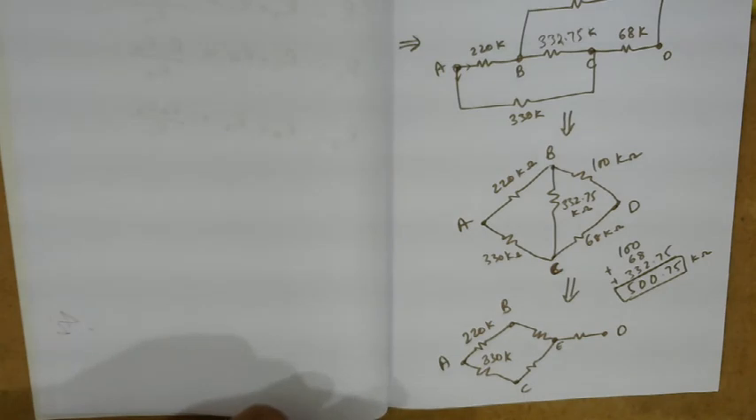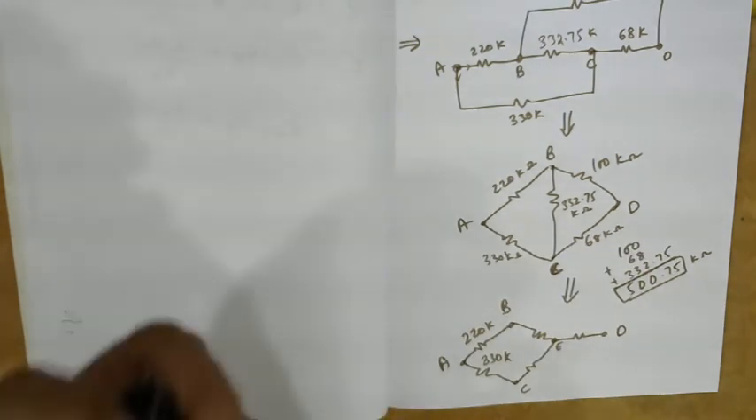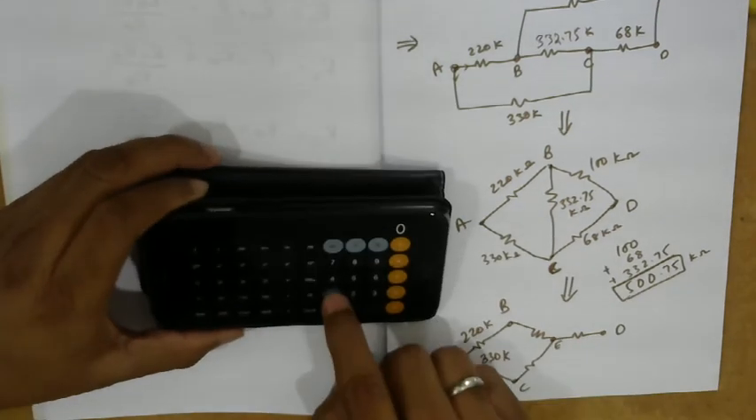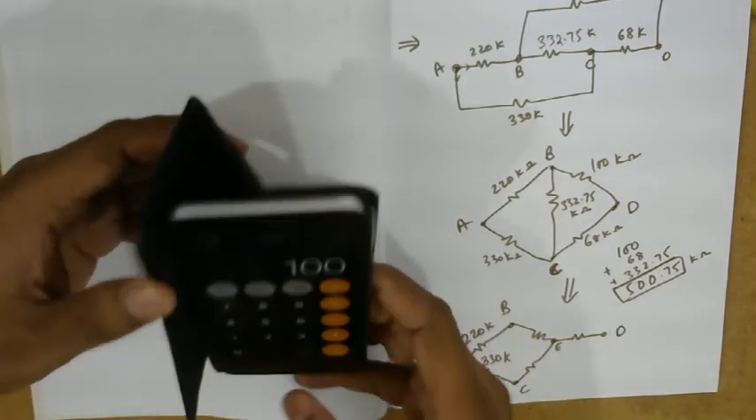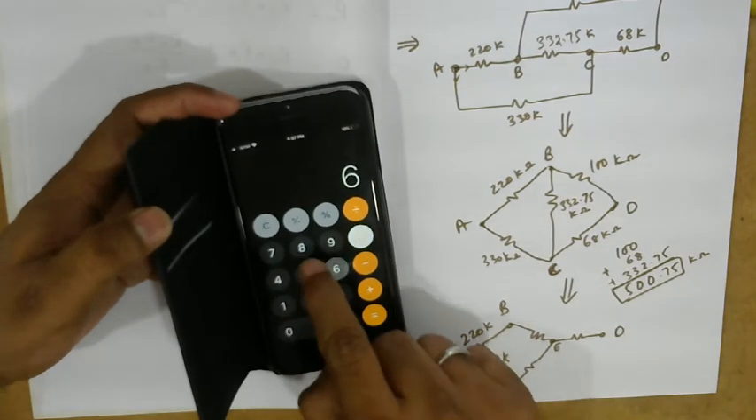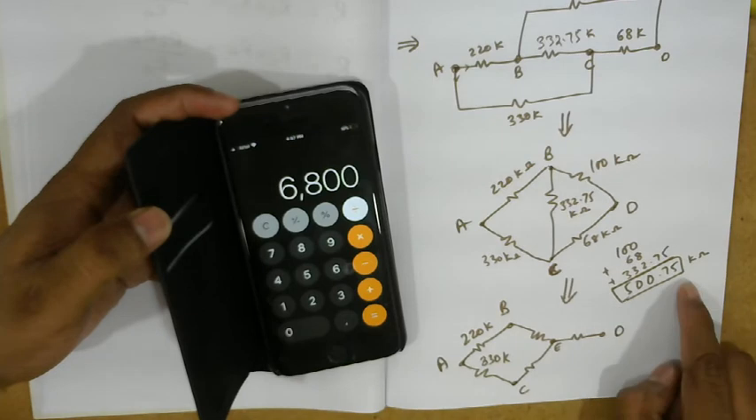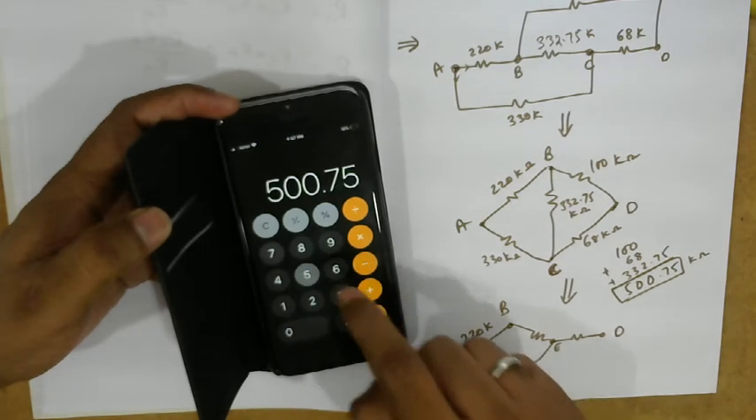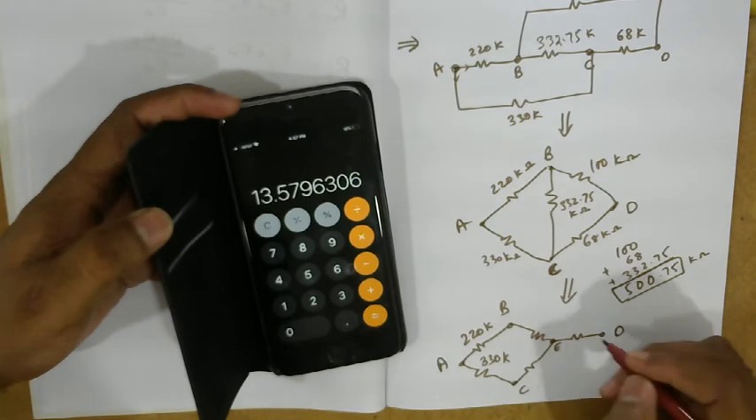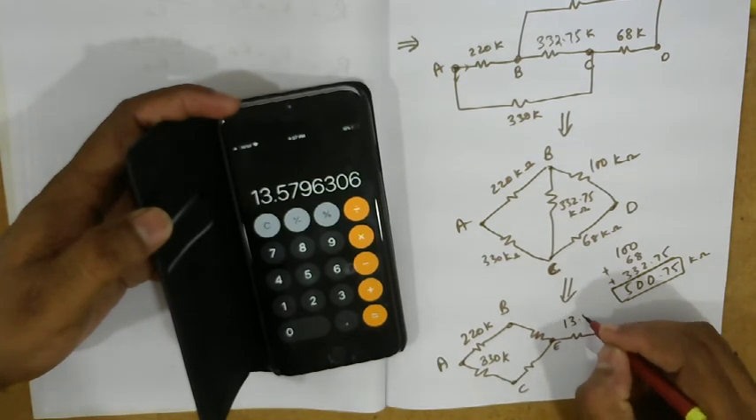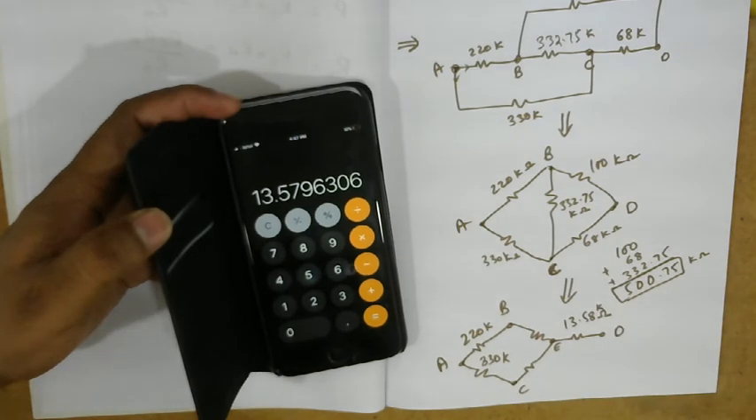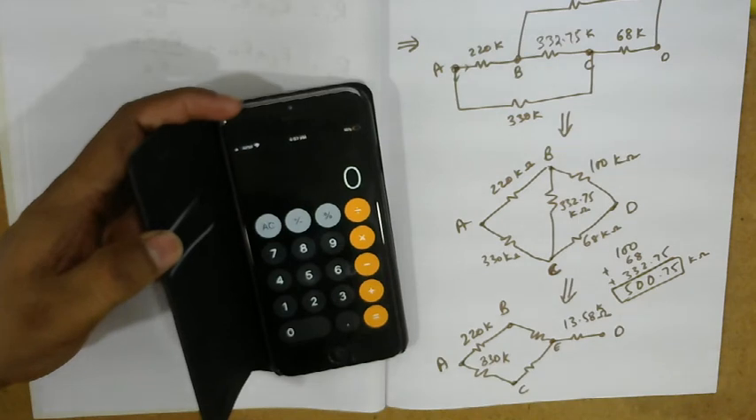So let me calculate that. So basically I am introducing the formula for calculation. So let's do it here. So 100, in fact I'll just go in a simple calculator mode. 100 multiplied by 68 divided by 500.75. So this gives me 13.58 as the value. So let me write it here. Hopefully it is correct. 13.58. Again, this is in kilo ohms because all the resistances are in kilo. The final value also will come in kilo.